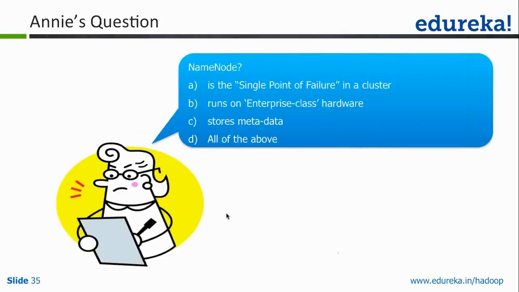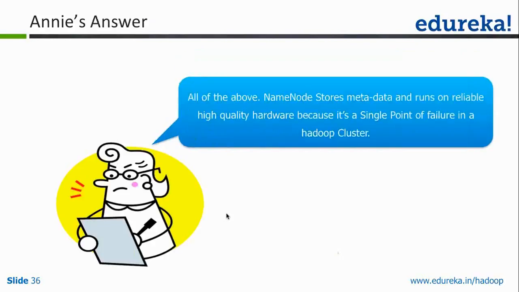Annie is back and she wants to ask you a question. Okay, so all of you have understood it very well. It's a single point of failure in a cluster, runs on enterprise class hardware, stores metadata. Now Annie is very kind in this class, so she's asking very simple questions, but trust me, going forward Annie will become as angry as she looks. She will be very angry if you don't answer it right. So the right answer here, I believe, is all of the above.